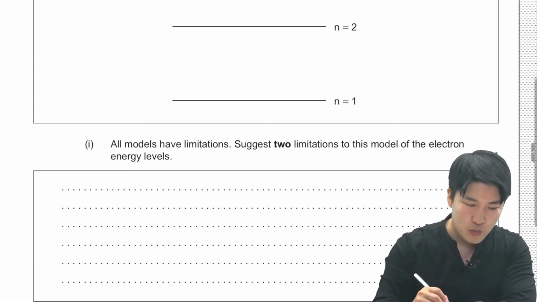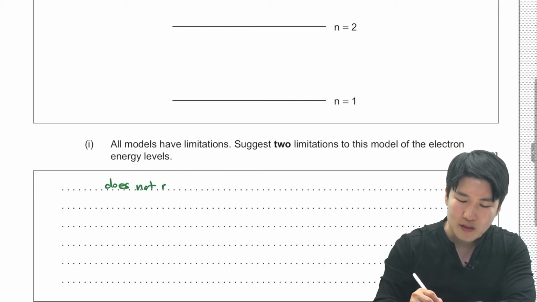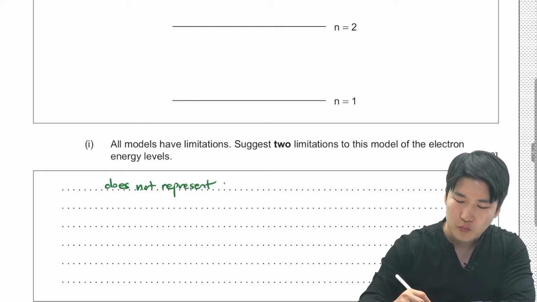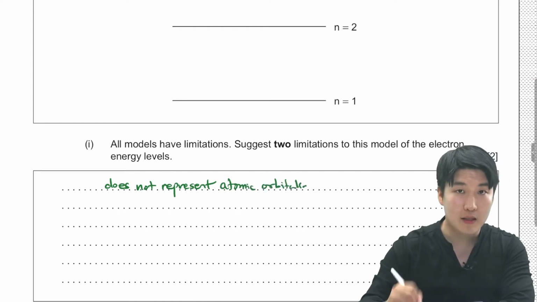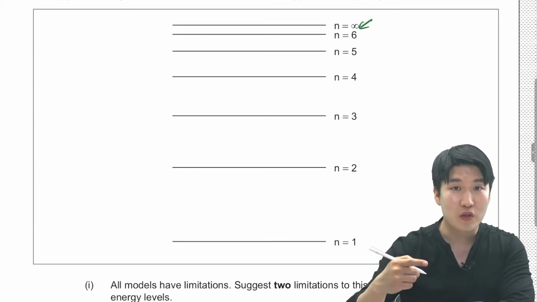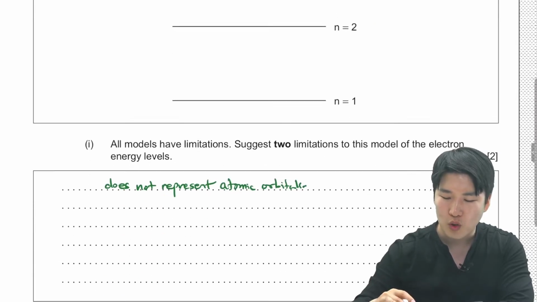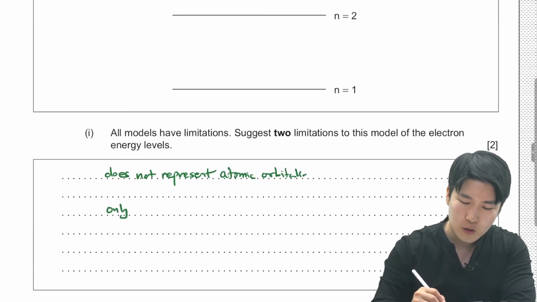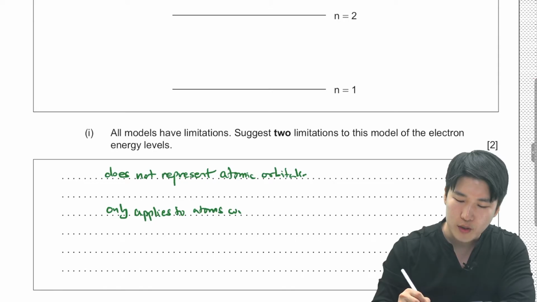Therefore, we're going to say firstly that the model does not represent atomic orbitals that we would expect. Second, this model only applies to hydrogen, atoms with only one electron. Only applies to atoms with one electron, and that's hydrogen.